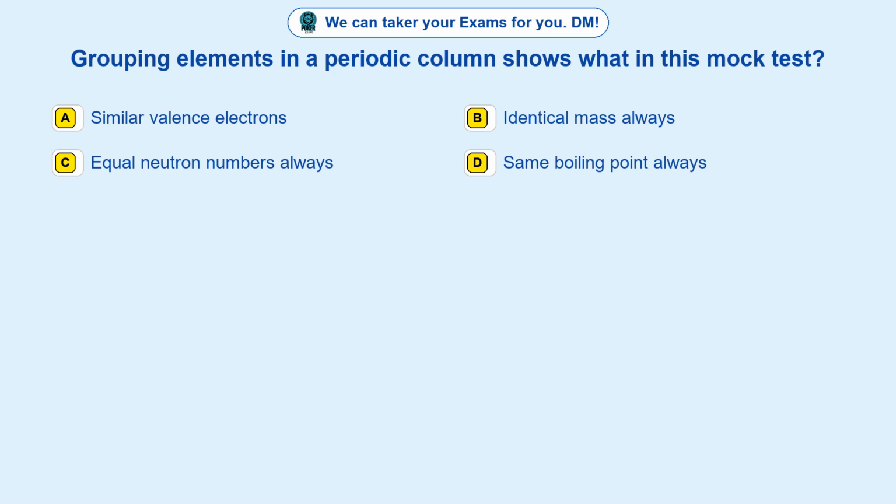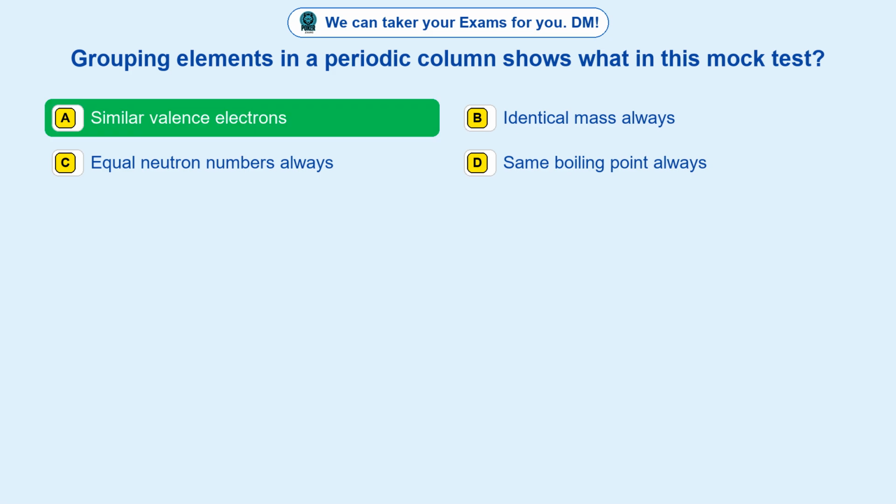Question 40. Grouping elements in a periodic column shows what in this mock test? Option A, similar valence electrons. Option B, identical mass always. Option C, equal neutron numbers always. Option D, same boiling point always. The correct answer is option A, similar valence electrons.